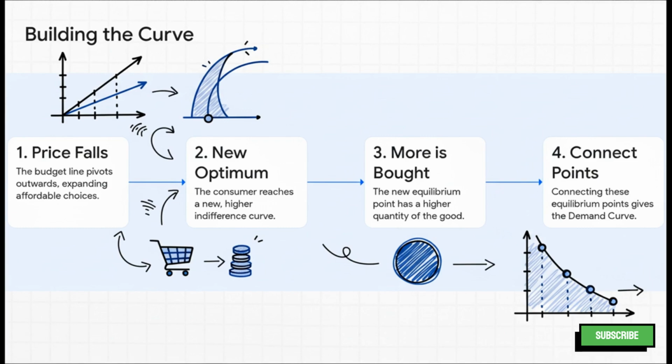And finally, if you connect all of these optimal points that you choose at different prices, what you get is the demand curve. And what do you notice? It's sloping downwards. That's the famous law of demand right there in front of you. As price falls, the quantity you demand goes up.